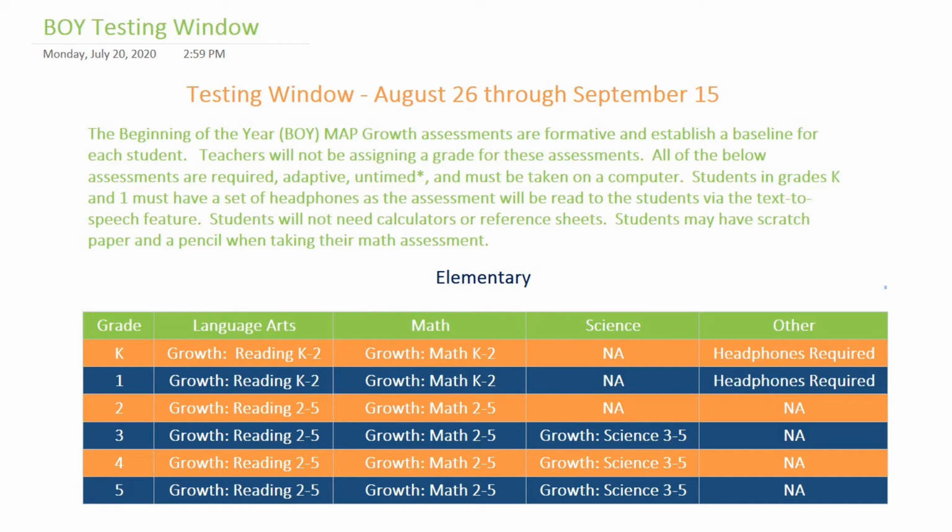You don't give them a grade for it, and the test is untimed, although it does take, from what I've heard, about 45 minutes to an hour for most of the students to go through it all. So in kindergarten and first grade, you are taking a test in reading and math, and it is going to kind of span that kindergarten through second grade level content. You will need headphones for students to take this test.